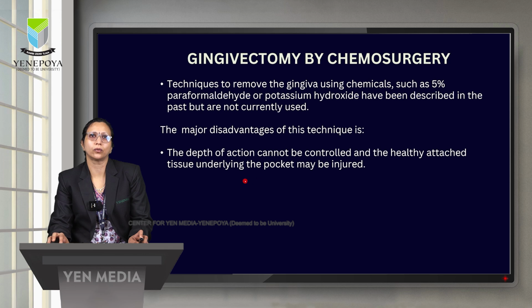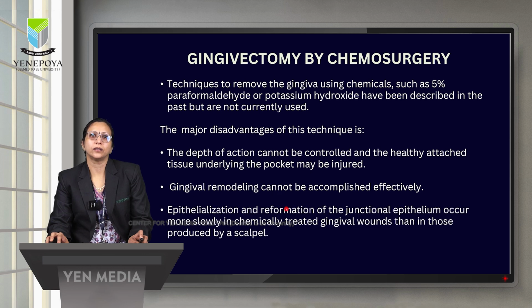One is you cannot control the depth of action, and the healthy attached tissue underlying the pocket may be injured. Gingival remodeling cannot be accomplished effectively. Epithelialization and reformation of the junctional barrier occur more slowly in chemically treated gingival wounds than in those produced by the scalpel. So, the chemical technique of gingivectomy is no longer in use.